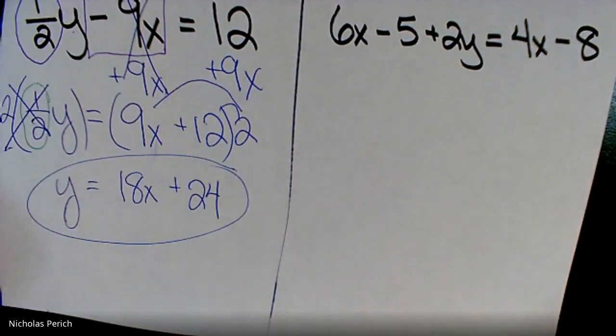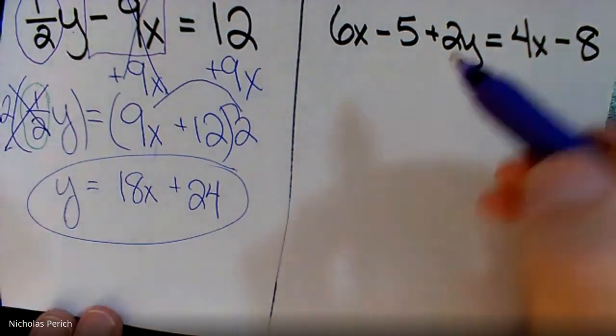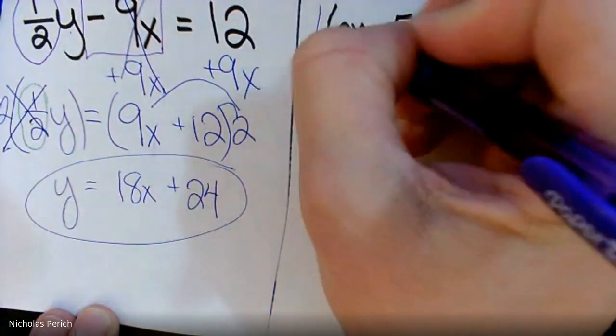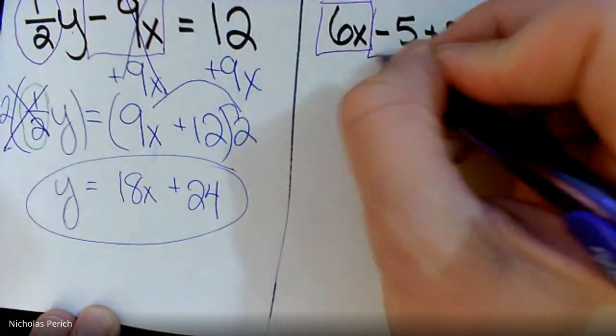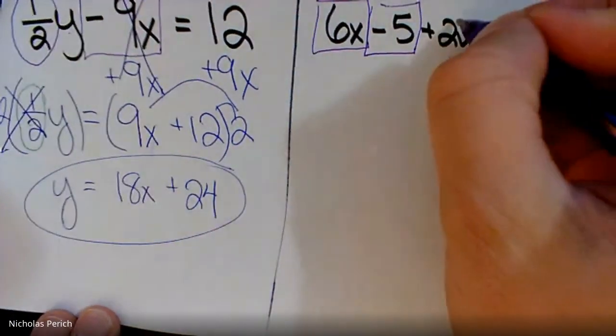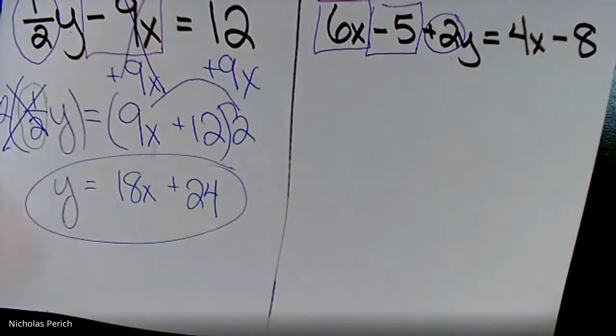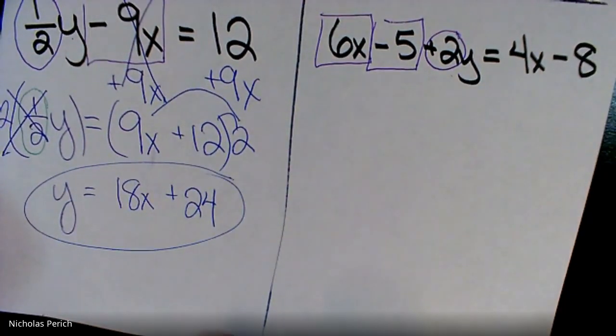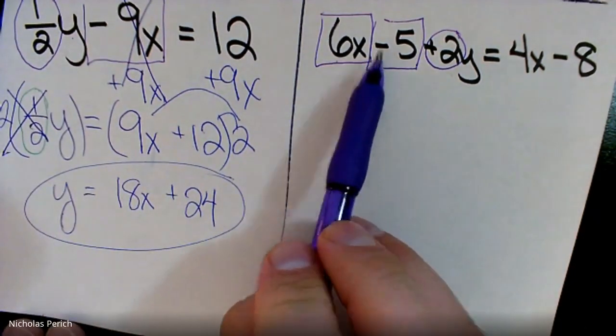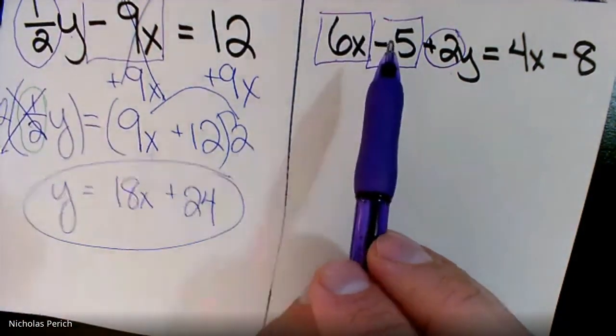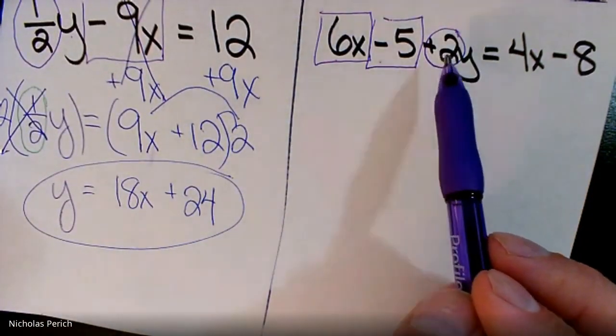Gucci Gang. Is y all by itself? No. I have 6x floating around. I have -5 floating around, and I have 2 attached to y. This is about as hard of a problem as you will see. To be honest, I'm gonna keep it real, and I'm gonna tell you right now, kids, this is about as hard as they get. I have 2 things floating around, so I'm gonna have to add or subtract whatever I'm supposed to do, and then I have a thing attached. I'm gonna have to divide by 2.